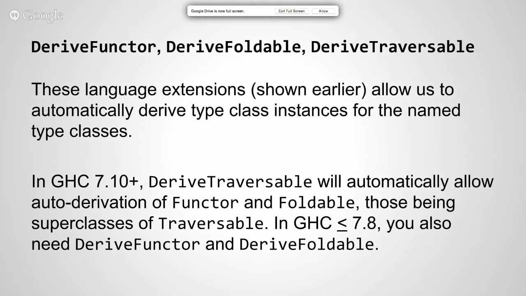DeriveFunctor, DeriveFoldable, DeriveTraversable, those allow auto derivation of those type classes. Now in GHC 7.10, all you need to do is use DeriveTraversable, and it's going to bring in Functor and Foldable. But in 7.8 or less, you also need those, unless you are going to write those instances by hand.